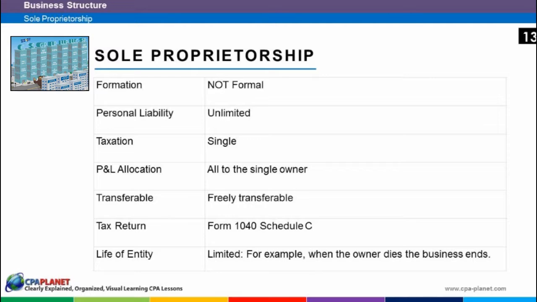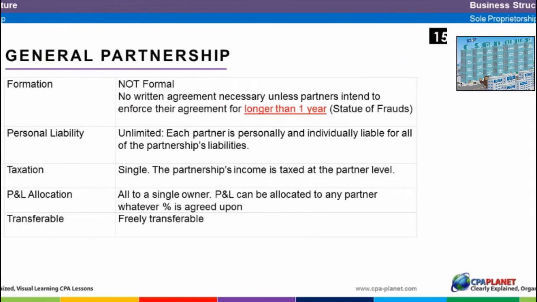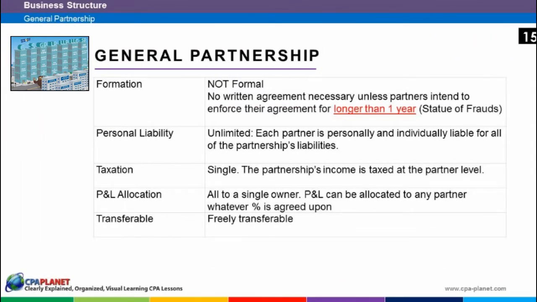Next one, we've got a partnership, a general partnership. This is one of the very common ones, and we have a whole partnership lesson, obviously. General partnership formation is not formal. Liability is joint and several. So not only do you now have liability for your own life, you have liability for anything the business does. Even if your partner is responsible, you're responsible for everything, and so is he or she. Taxation is flow through, so it's not double taxation.